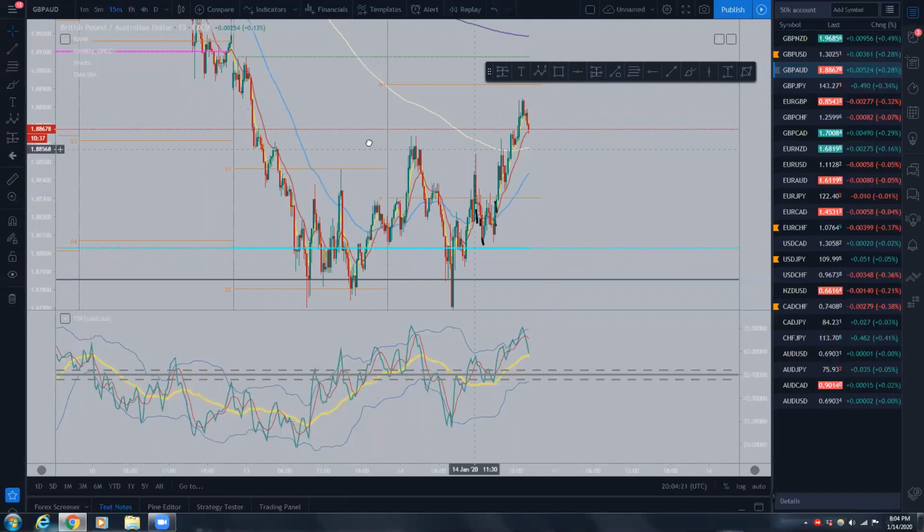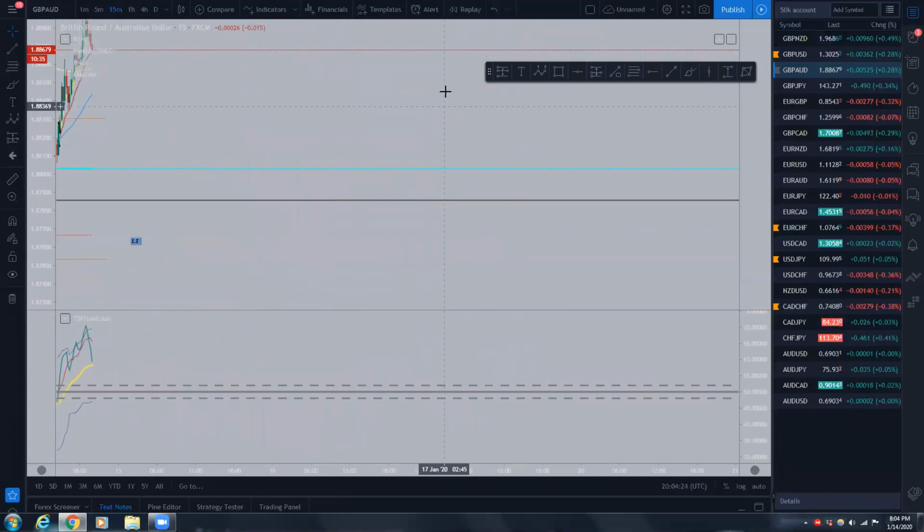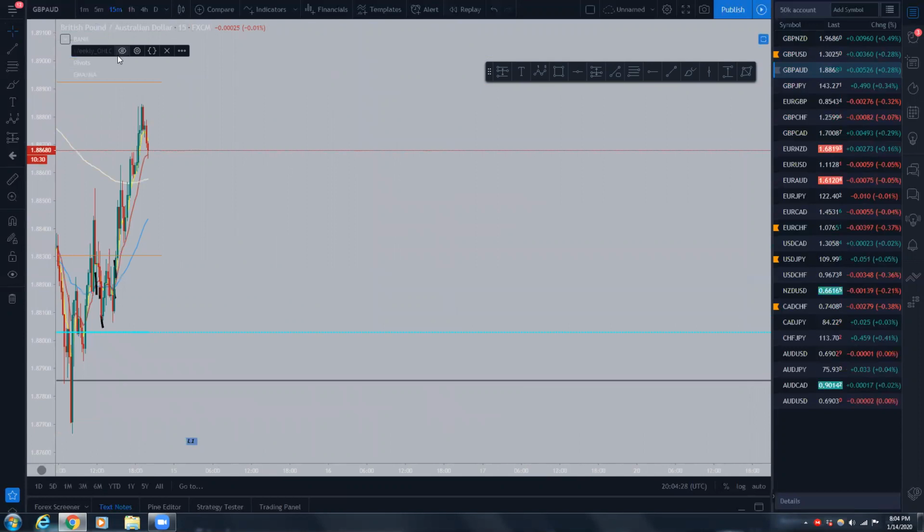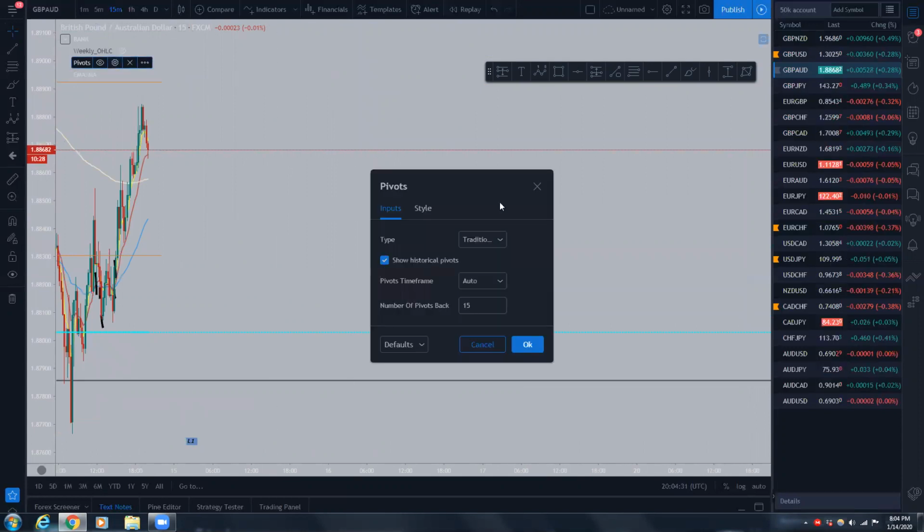Now, the first thing to understand: another reason I like TradingView is you can do a lot more with it. Like you can draw stuff on it. Let me just mute this stuff because you don't need it for now.